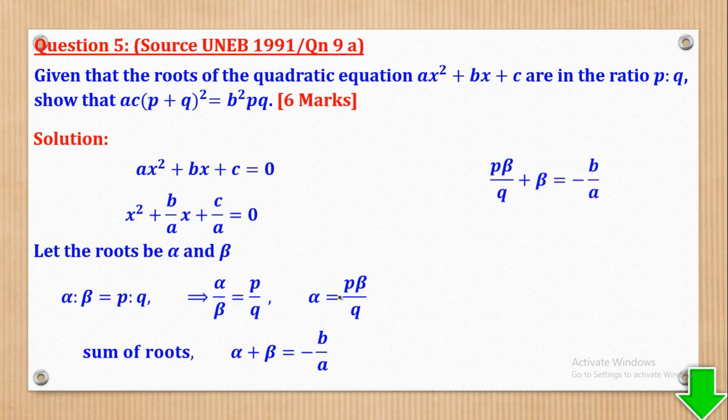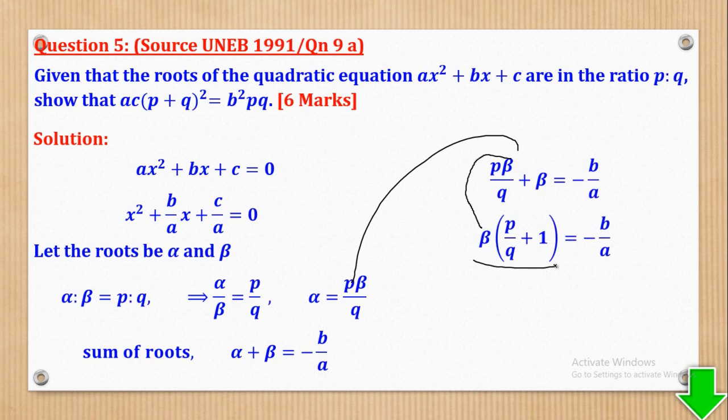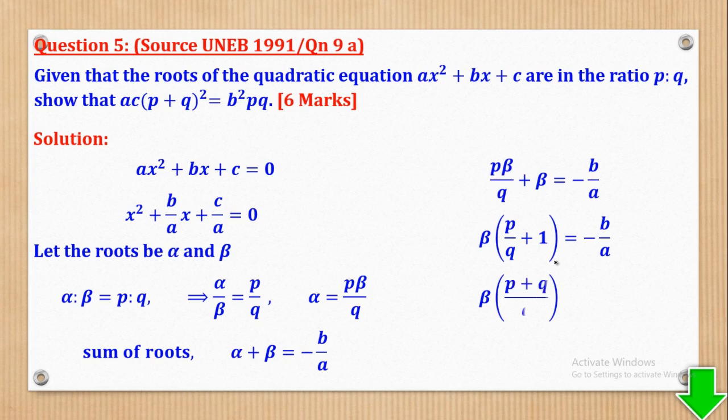So I come and substitute for alpha, which is here. Then factorize out beta to remain with this. Get the LCM of this to come up with this, and our aim is to make beta the subject, and beta will be equal to that. So now I have alpha and beta.